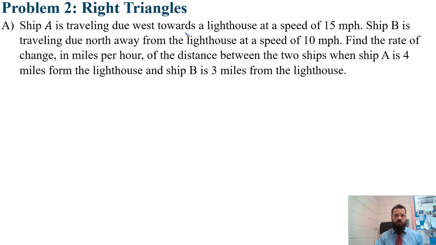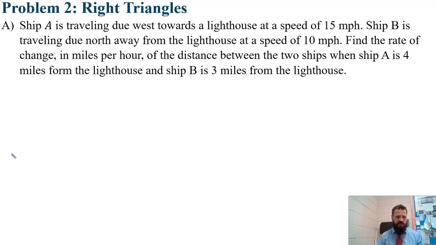We'll call this the right triangles, or I suppose I could say Pythagorean theorem question. Let's say that ship A is traveling due west towards a lighthouse at a speed of 15 miles per hour, and ship B is traveling due north away from the lighthouse at a speed of 10 miles per hour. We're going to draw a picture before we go any further. On the AP exam, my bet is they'd give you a picture along with this. They want to test your knowledge of calculus, not nautical navigation. So we'll make a simple picture.